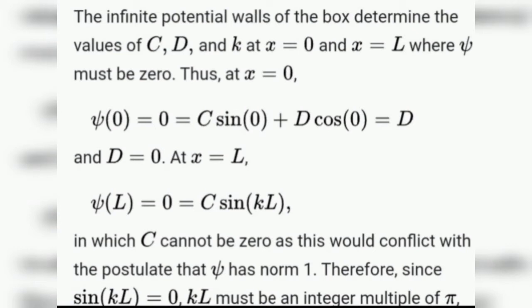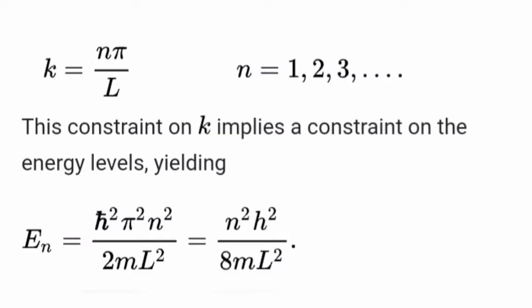ψ(L) = 0 = C sin kL, in which C cannot be 0, as this would conflict with the postulate that ψ has norm 1. Therefore, since sin kL = 0, kL must be an integer multiple of π, so k = nπ/L, n = 1, 2, 3, and so on. This constraint on k implies a constraint on the energy levels, yielding En = ħ²π²n²/2mL² = n²h²/8mL².